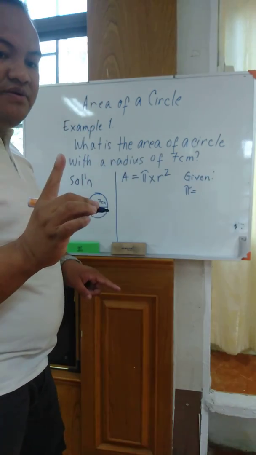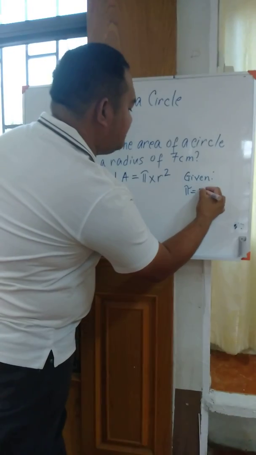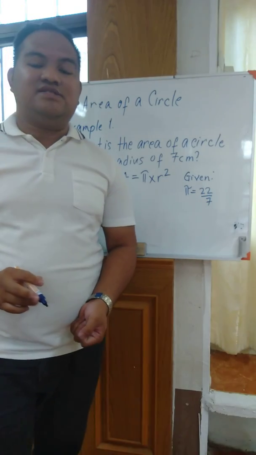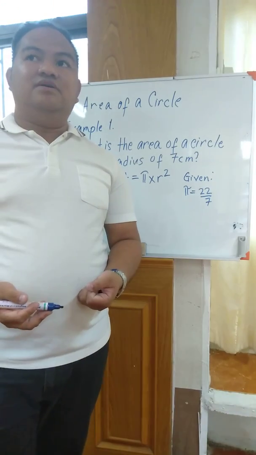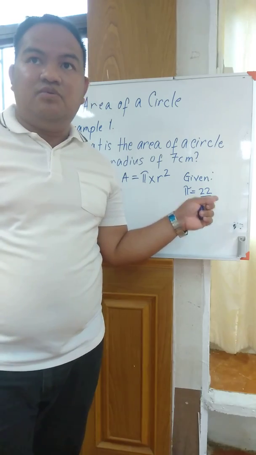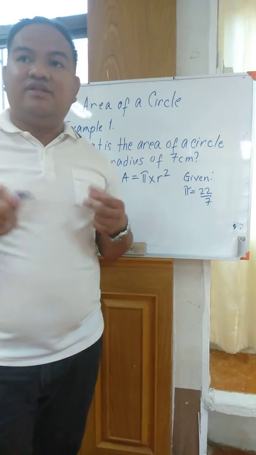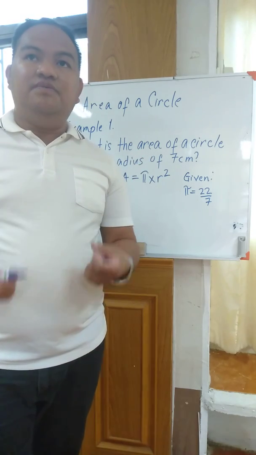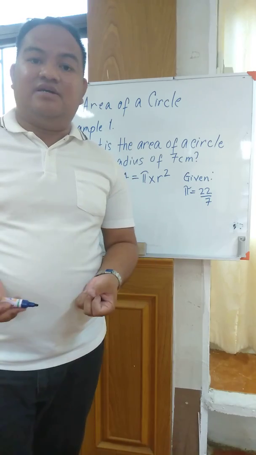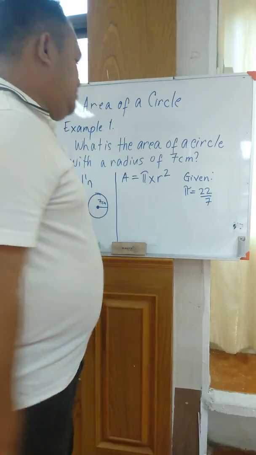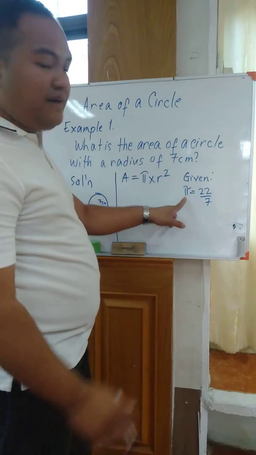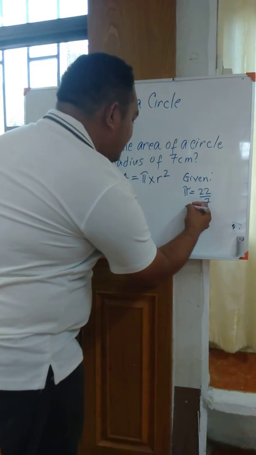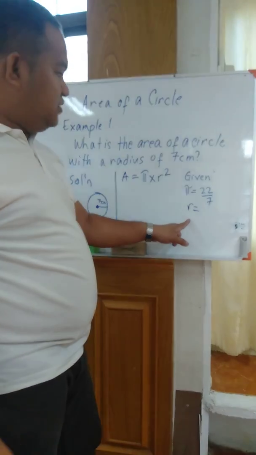What is the given value? Okay, so we are given 22/7 because most Thai students, most of the Thai people, use the fraction form, which is 22/7. But whatever the value of pi you use, you will get the same answer, even if it is decimal or fraction.